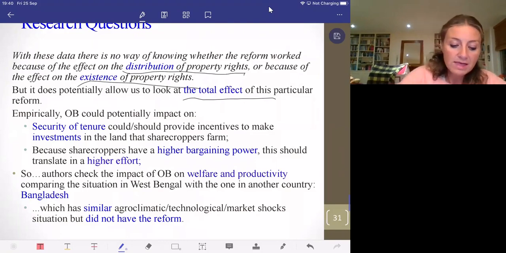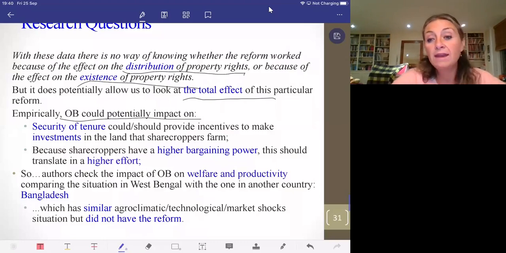So in terms of what we can empirically analyze, Operation Barga can definitely have an impact on the security of tenure, and that should, as we just said, provide incentive to make long-term investment in the farm, and for example, bearing much higher costs on inputs that they before had no incentive to do.